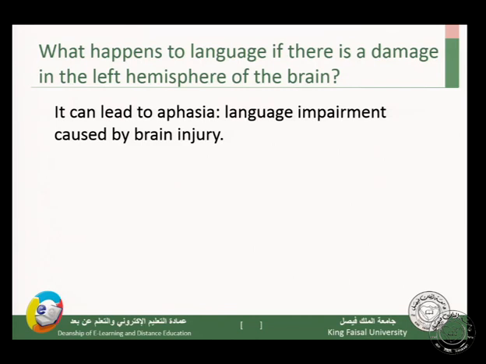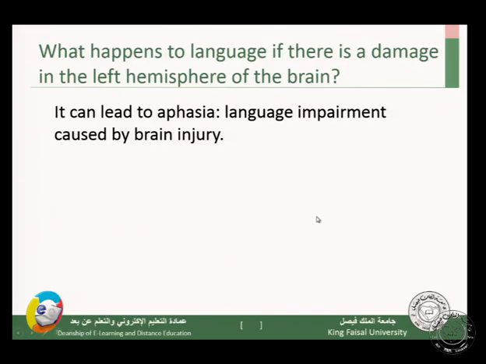What we mean by impairment is deterioration, is lack of ability. Now, most of you speak fluently. What happens if you had damage in the left side of the brain? Is this going to affect your ability to speak or not?